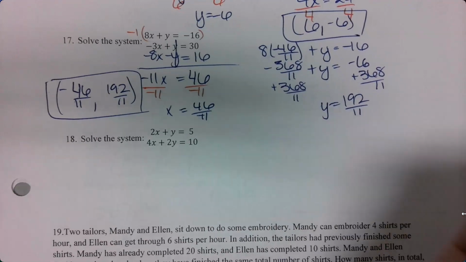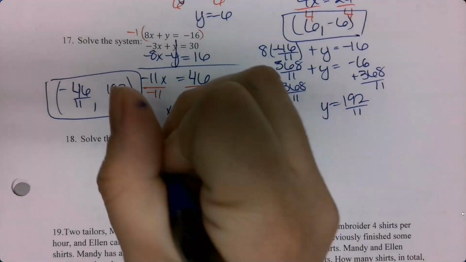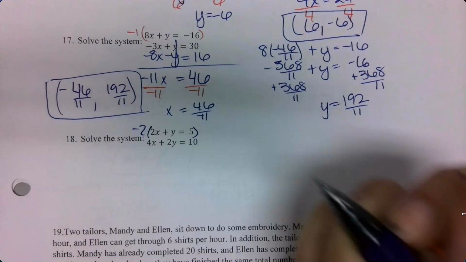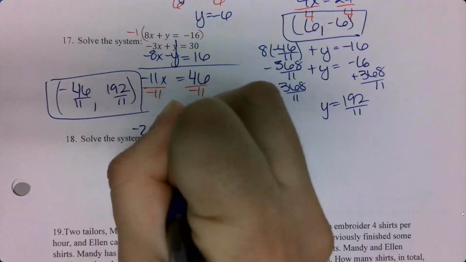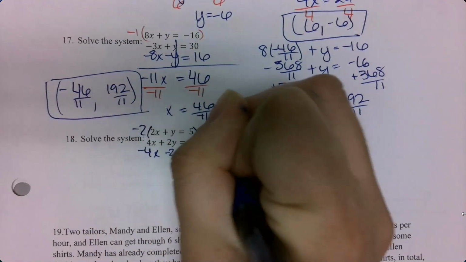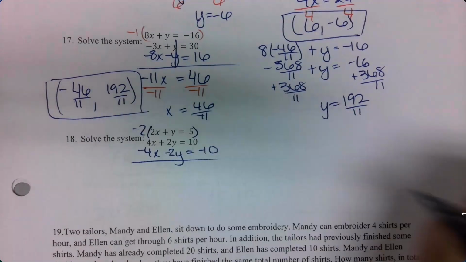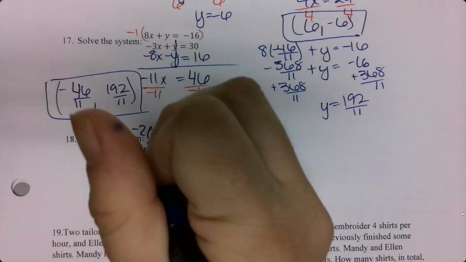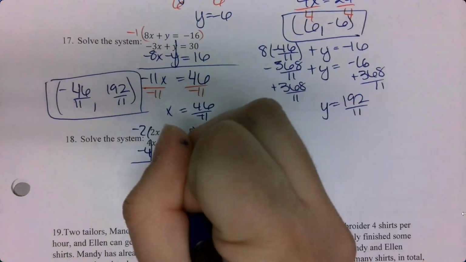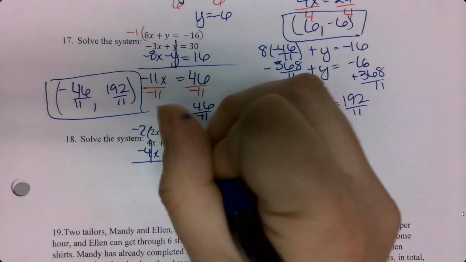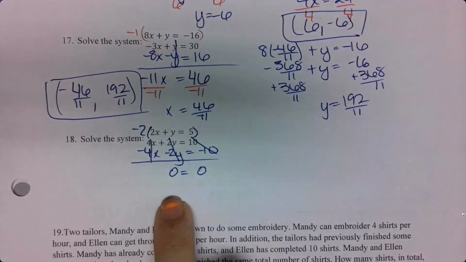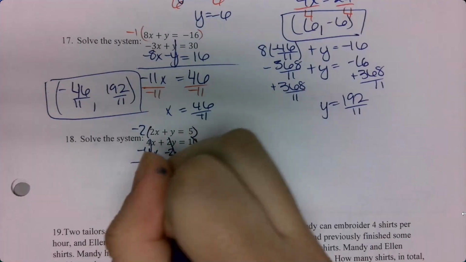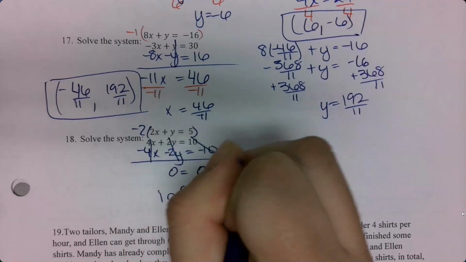I want to solve this one. It's almost set up like I can cancel out. I'm going to multiply my top equation by a negative 2. That's going to give me negative 4x minus 2y equals negative 10. Then I want to go ahead and add down. The x's cancel, the y's cancel. That gives me 0 on the left side. 10 minus 10 gives me 0. 0 does equal 0. This is true. My answer here is infinitely many solutions.